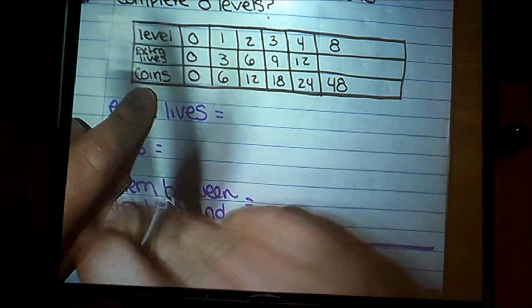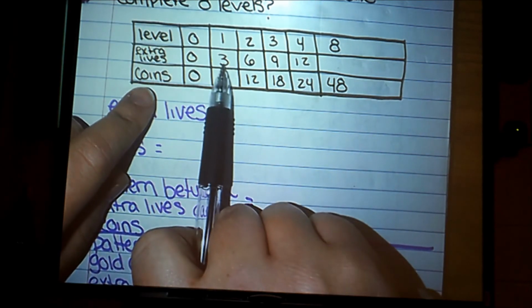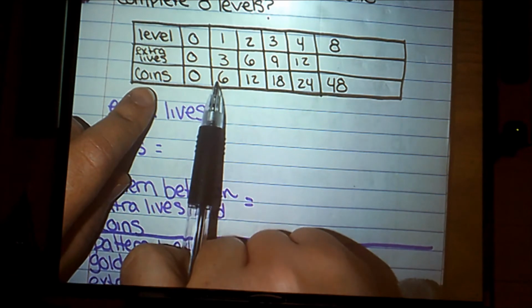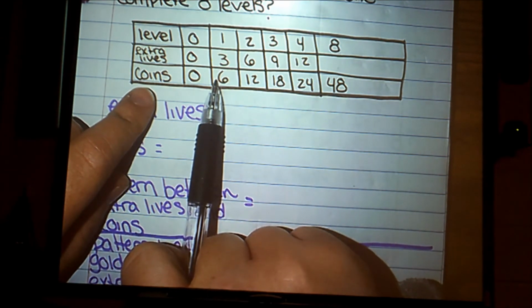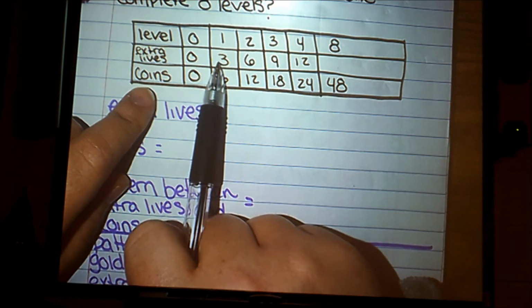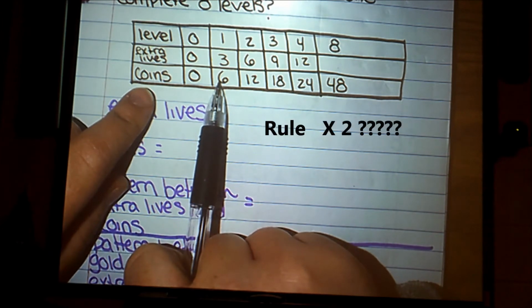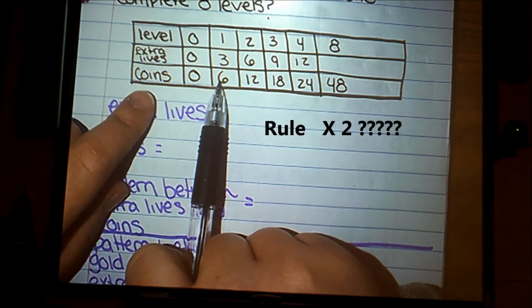6 plus 3 does not equal 12. It equals 9. So that can't be my rule. So let's go back. 3, how am I getting from that 3 to that 6? Oh, I know. 3 times 2 equals 6. Maybe that's my rule. Let's see.